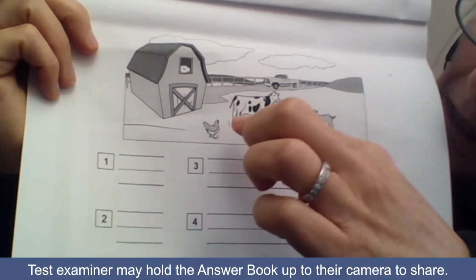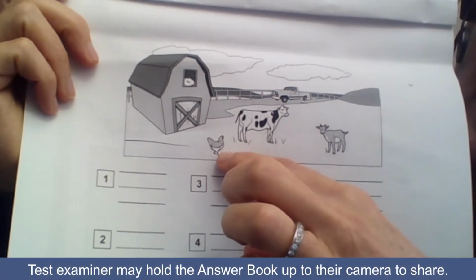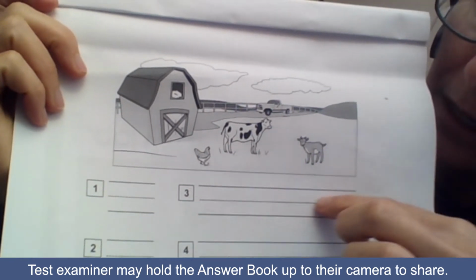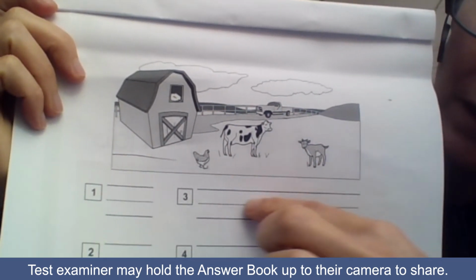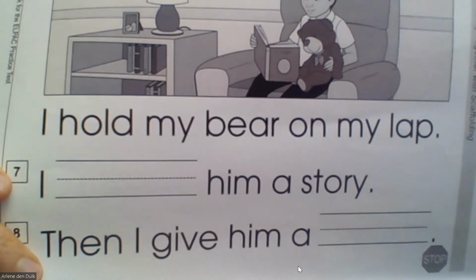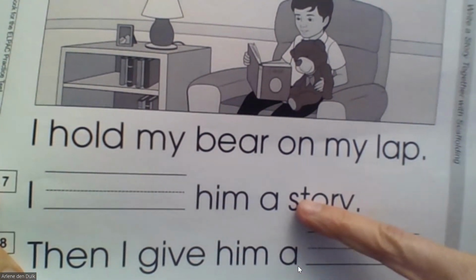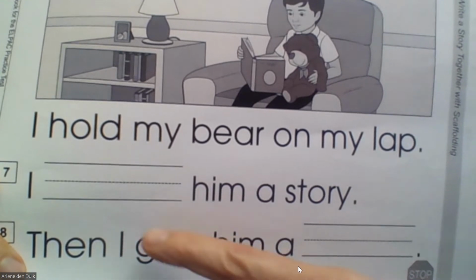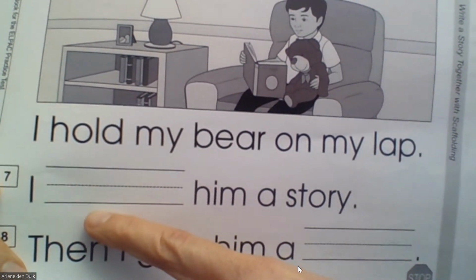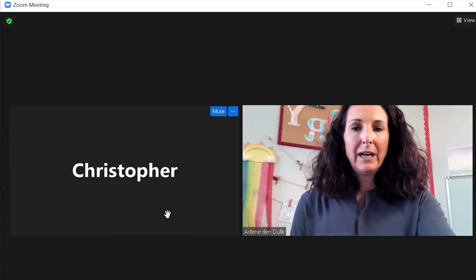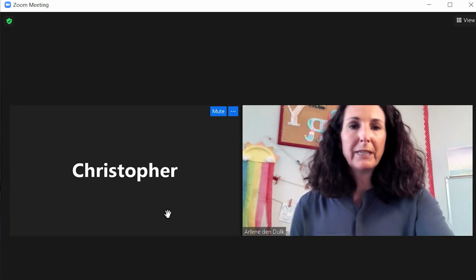As an alternative, test examiners can share the answer book via a web camera or document camera rather than an electronic PDF. If using a camera, simply hold the documents up to the camera while pointing to the write-on line with your finger or a pencil. Here's a demonstration of a remote writing administration with a kindergarten student. The test examiner is using a PDF version of the answer book and sharing her screen.